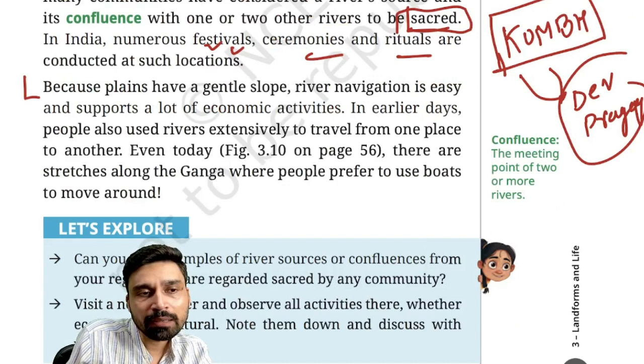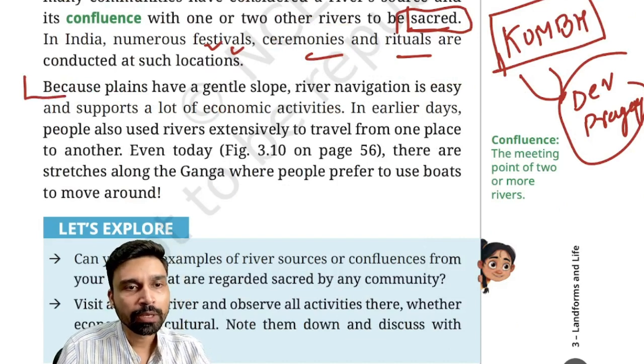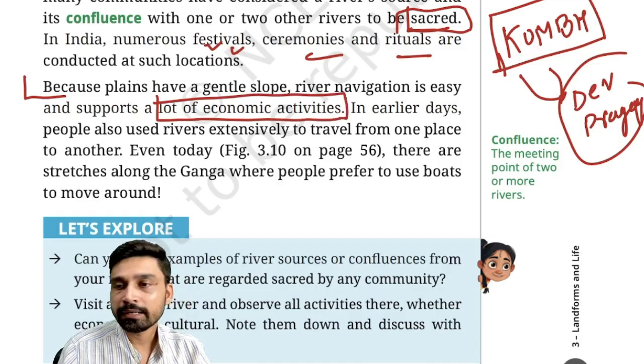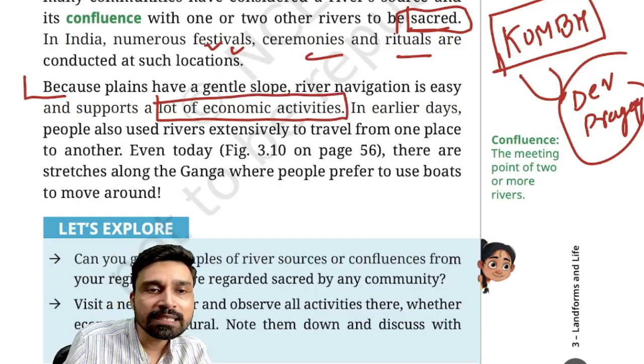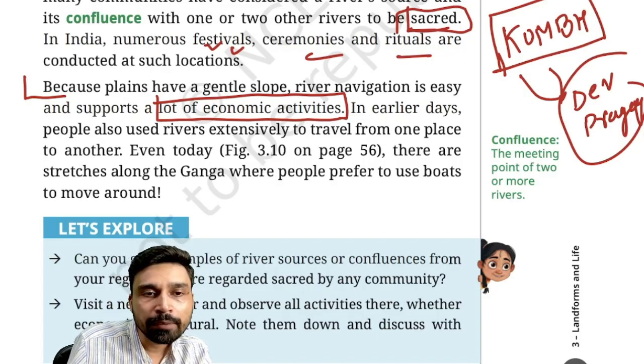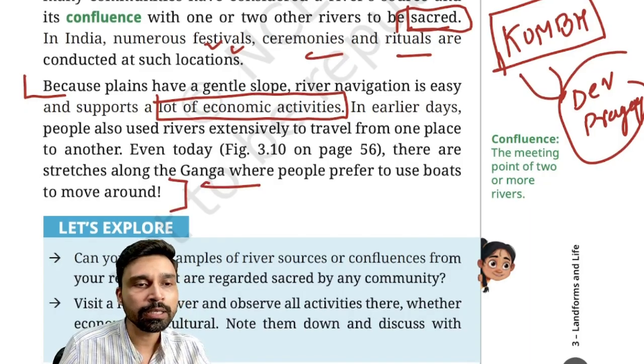Now, if you look at the plains, we know that they have a gentle slope, river navigation is easy, and that's why a lot of economic activities are supported in the plains as well. In earlier times, people used to travel extensively along the rivers from one place to another. Even today, there are stretches along the Ganga where people prefer to move around by boat.